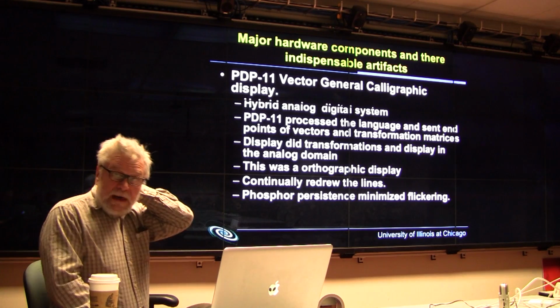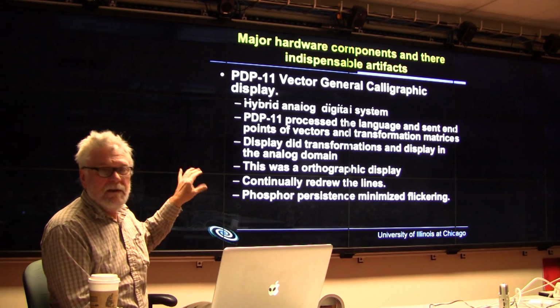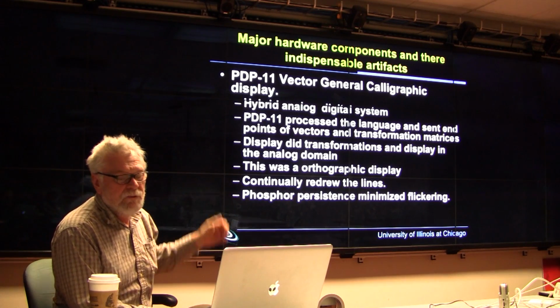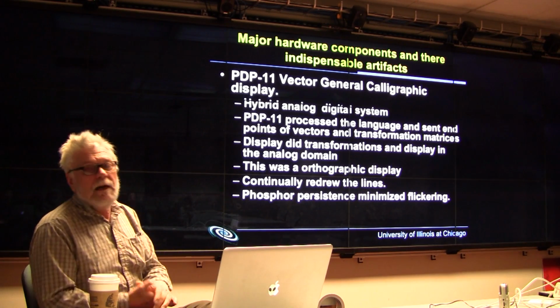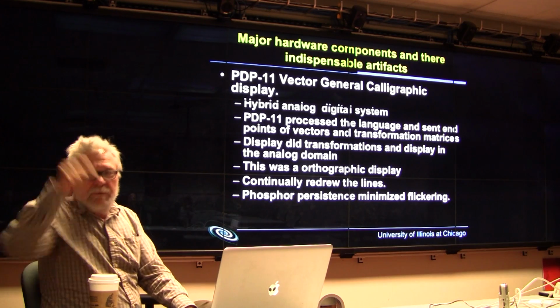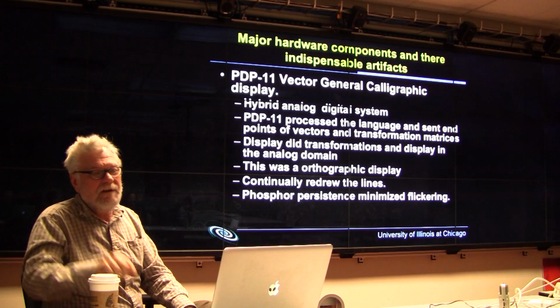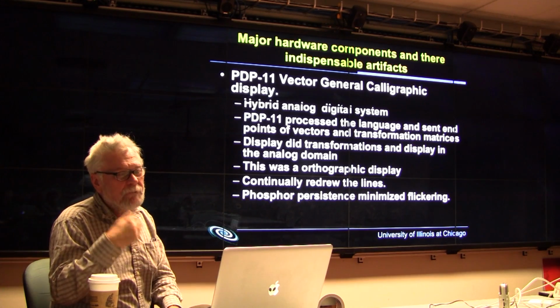It happened to be an orthographic display. It was not a perspective projection. That actually dramatically affects the way those images come out in this case. And it was a calligraphic display. It drew bright lines on a screen, and then it drew them again, and they faded out, and it drew them again, and they faded out. So it continually redrew those lines.